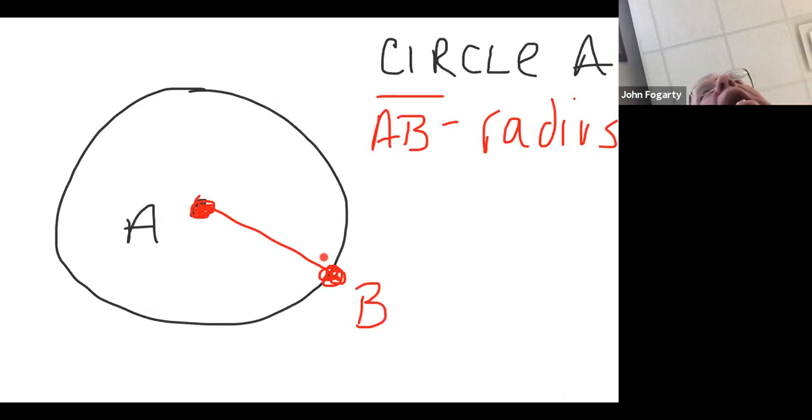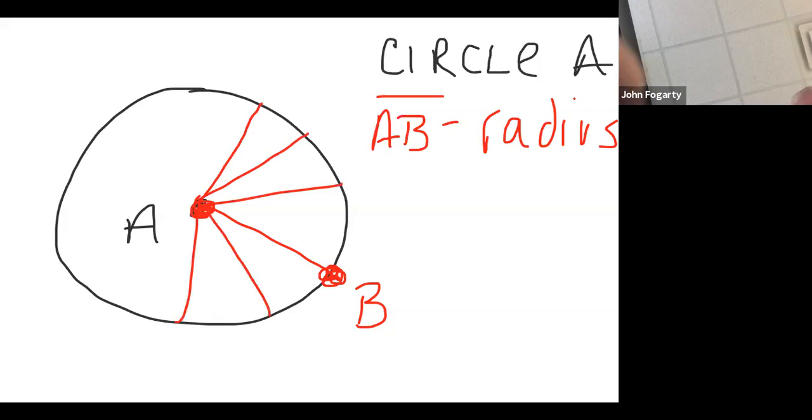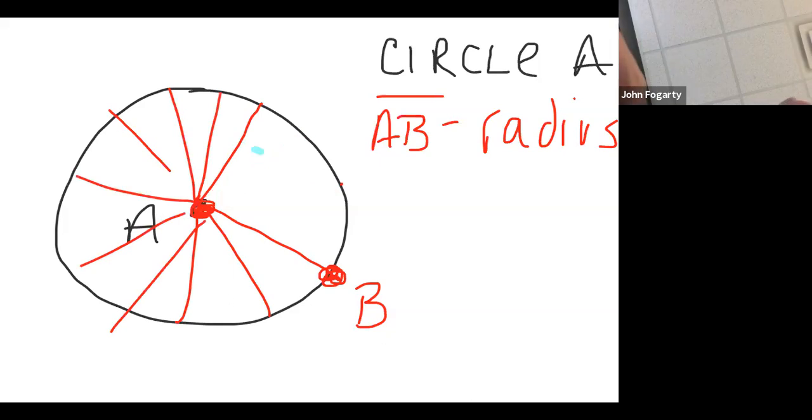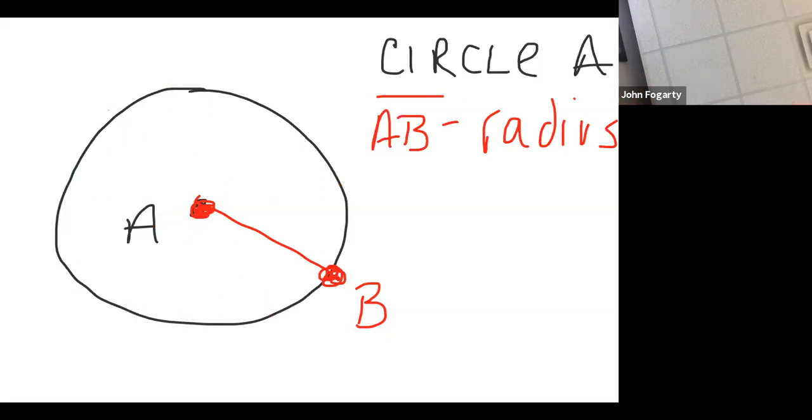How many radii are there in a circle? Well, there's an infinite number of radii. So there's another one, and another one, and so on. I can do that all day long, right? Now, what do you know about all those measures? They're all equal. All those radii, they're all the same measure. Very good, because that's the definition.